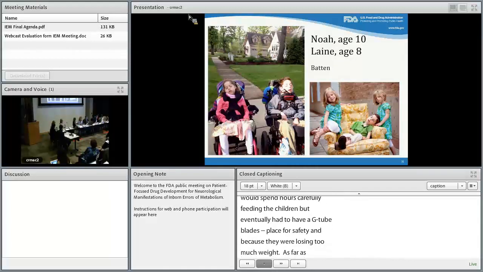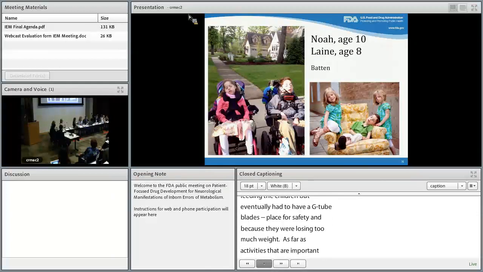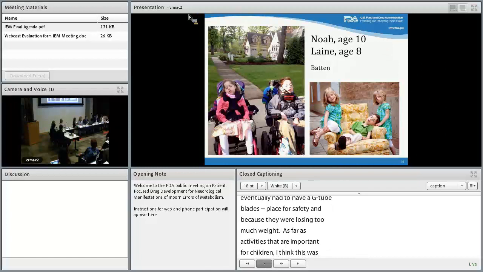As far as activities that are important to our children, I think this was pretty much covered in some of my first answer. Children affected by Batten disease lose everything. But here's a list of some of the things that Noah and Lane used to like to do but cannot do any longer. Noah loved to play baseball and soccer, but he can no longer see the ball, run or kick the soccer ball, or even hold a bat.